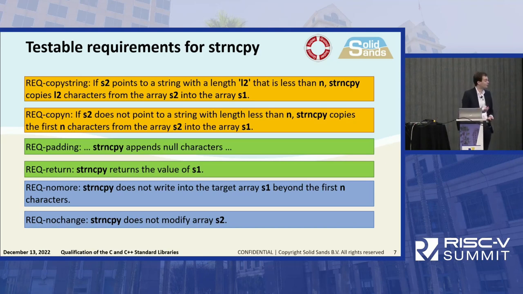Finally, the bottom 2 blue requirements over here do not come from the specification at all. They come from expertise and knowledge about what goes wrong when implementing a function in C. For example, we are writing that the function should never write into the target array S1 beyond the first n characters, because it would be a buffer overflow, and all kinds of safety issues could occur there. By adding these requirements and really making it a complete list of what the function should implement, we can then reliably test the implementation of a function like strncpy.